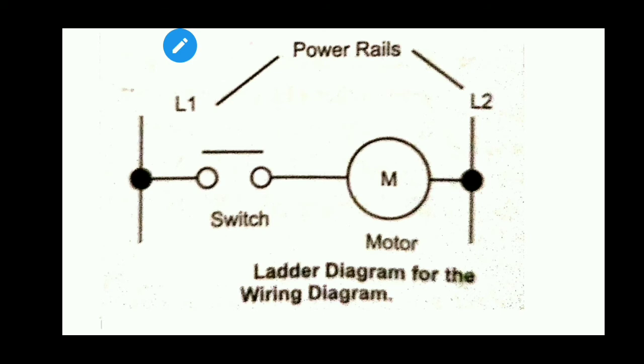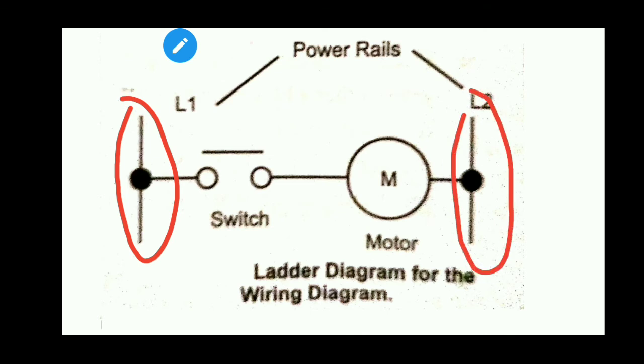The wiring diagram can be rewritten in a way where input power rails are represented by two vertical lines. I can show in here two vertical lines. This is the first primary rule of ladder logic programming. I showed it in red marks. It is the power rails. Each ladder program consists of two power rails, one on the left and one on the right.